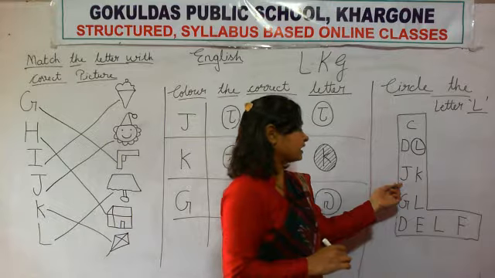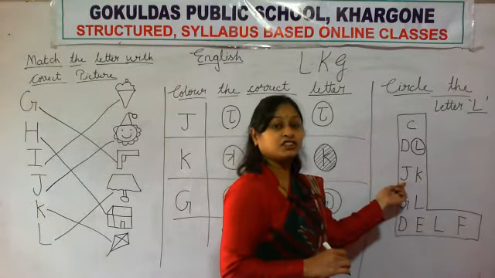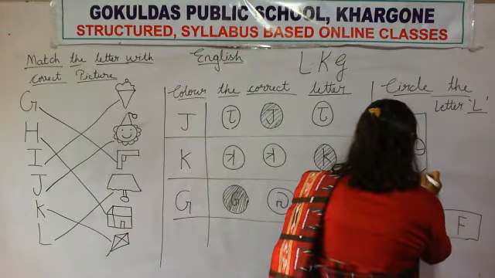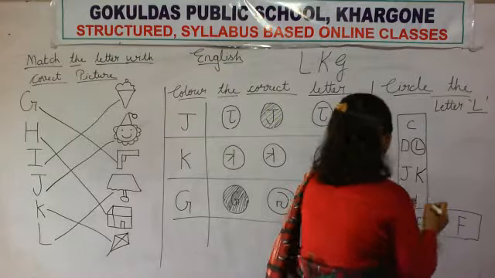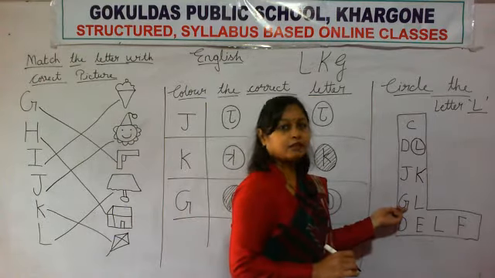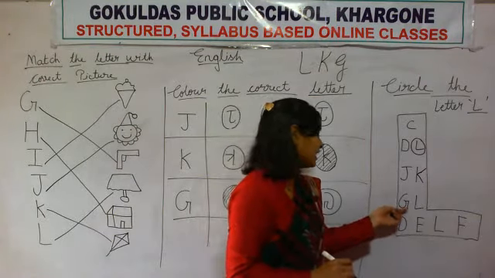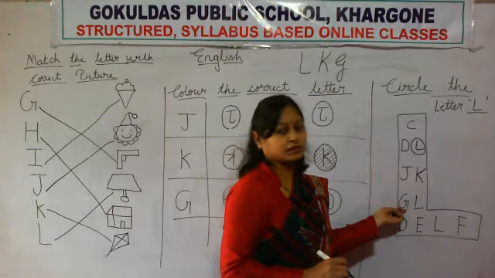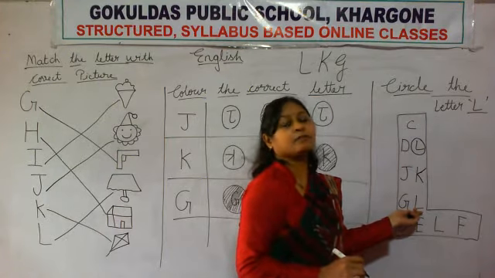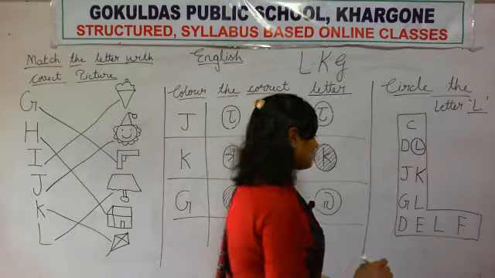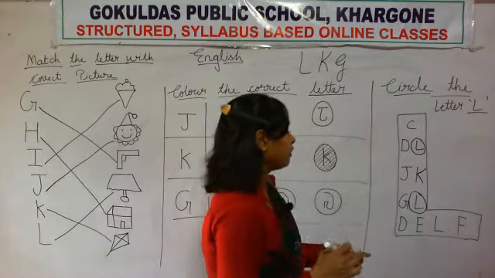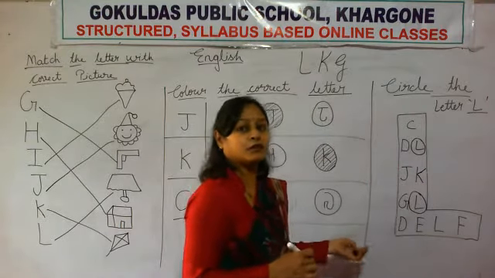Next. This is letter L? No. This is J. This is letter L? No. This is letter K. Okay. You circle it. No. This is letter L? No. This is G. This is letter L? No. This is letter G. Okay. This is letter L? Yes. So what you will do? You will circle it. Okay.